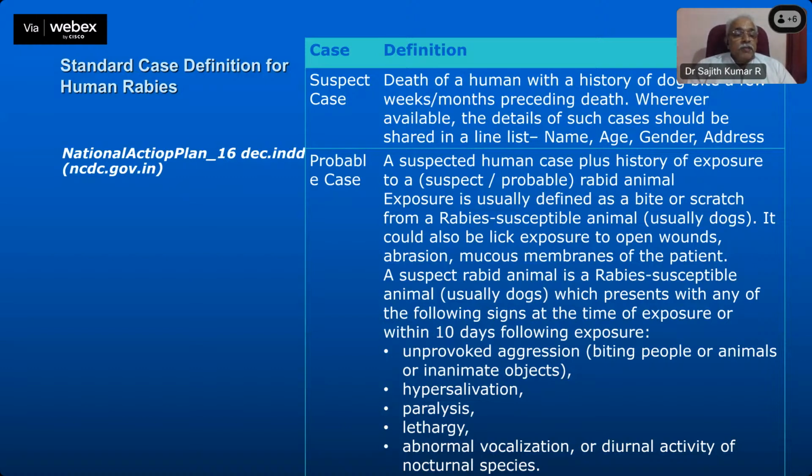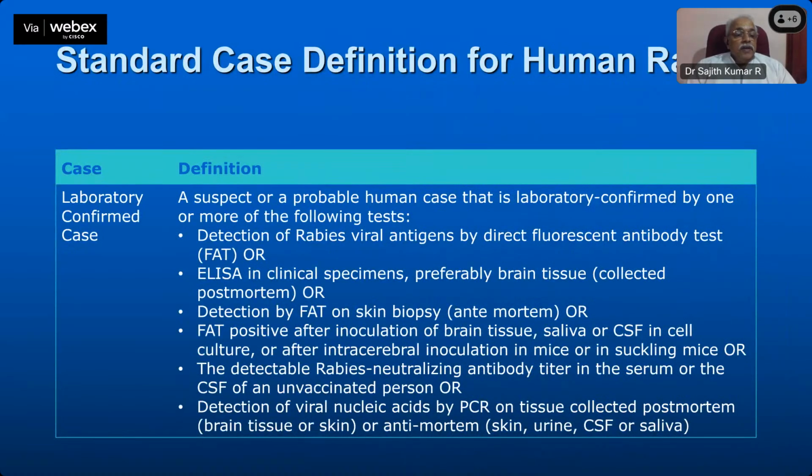In the next slide, we speak about the laboratory confirmed case. This is a probable clinical human case that is associated with laboratory confirmation. We have a detailed discussion on laboratory confirmation in the next presentation, so I'm not going into the details of all those things. There are different tests which we can use to identify the presence of viral antigens as well as various other positive tests, about which we will be discussing in the next session.